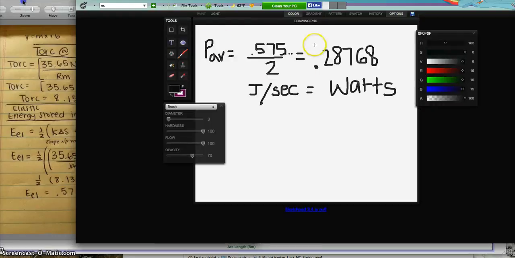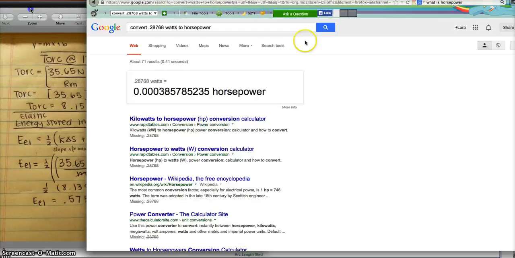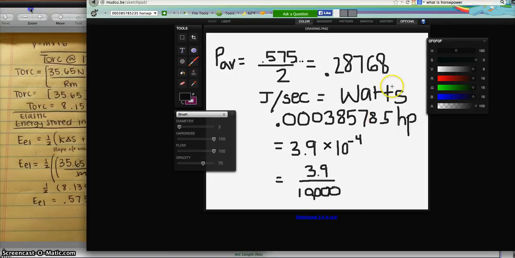So I did that, and I got about 0.28768, and the units here are watts, because whenever you have joules divided by seconds, we learned that that's watts. Because this is a unit of energy we don't really understand that well, I'm just going to convert it to horsepower. I just googled it real quick, and then we got this number right here. And that's basically just this number of watts in horsepower. And then to figure out what it meant, I just rewrote it like this.